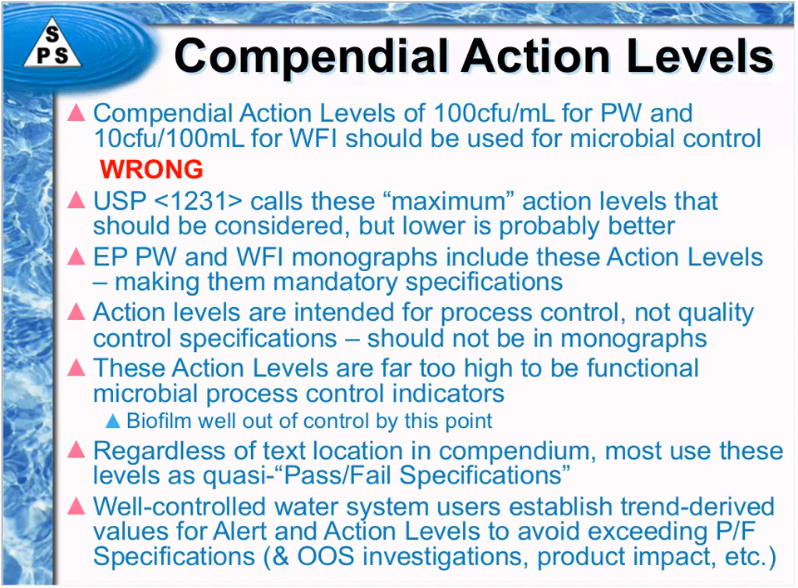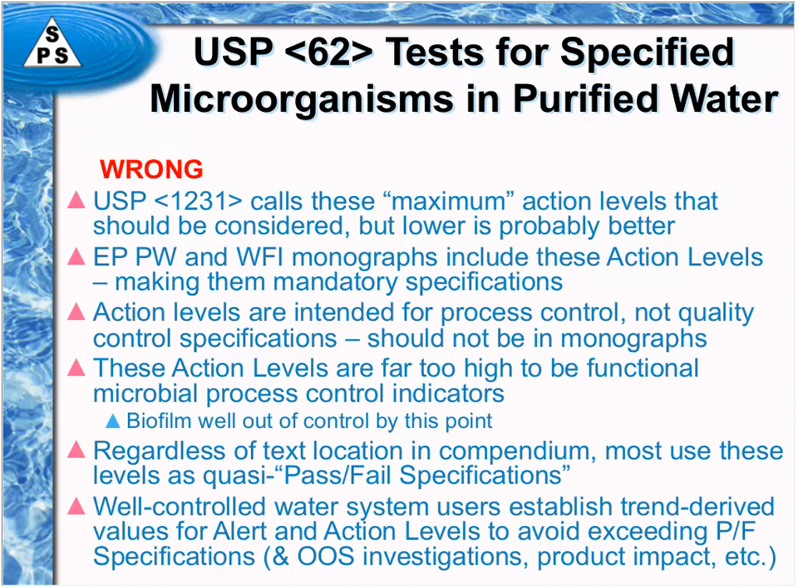A well-controlled water system should have action and alert levels that are established based upon the trends of the actual water system, with the alert being something that's a little bit abnormal, higher than you normally would see, and action levels being high enough to say, okay, I really shouldn't ever be seeing anything that high. And these numbers are probably well below these compendial action levels and allow you to actually take action before you exceed that compendial action level/specification.